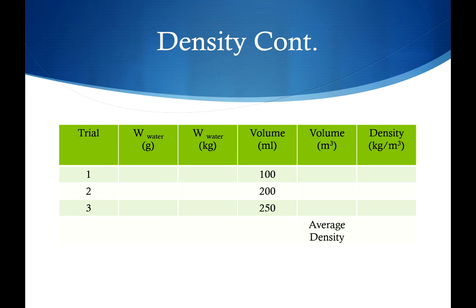And then we have the volume. In this case, for these trials, we will use volumes of 100, 200, and 250 milliliters. Then we convert that volume from milliliters to cubic meters, and then obtain our density. It is the same way for the kerosene. So we will also do 3 trials for the kerosene, obtain our weight, convert it into kilograms, and use volumes of 50, 75, and 100 milliliters. And we get our volume in cubic meters and calculate our density.